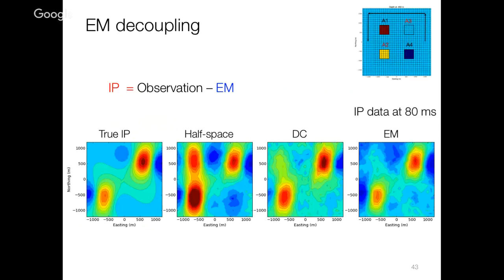So as far as the quality of conductivity model that you need to get rid of that EM coupling response, the DC does a pretty good job, but the EM in this case was actually a little bit better.